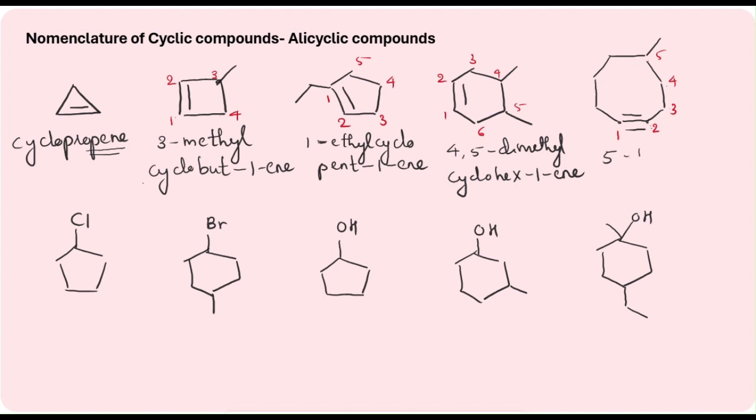So at the fifth position, there is a methyl, 5-methyl. There are 8 carbons, therefore cyclooct. At the first position, the triple bond is there, cyclooctyne.